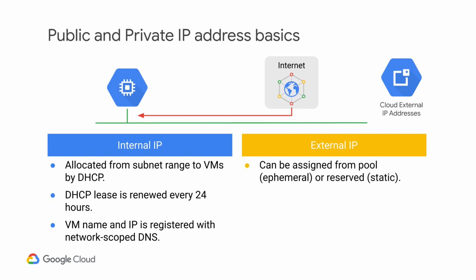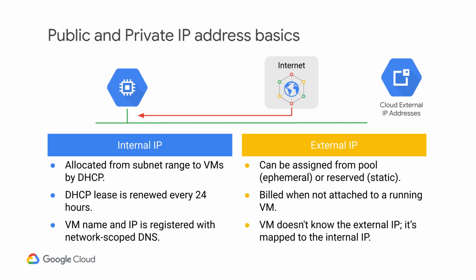External IP addresses can be ephemeral or reserved and are assigned from a pool of IP addresses associated with the region. If you allocate a reserved IP address but don't attach it to a virtual machine, you will be billed for that IP address. Virtual machines are unaware of their public IP addresses. If you look at the operating system network configuration, the virtual machine will only show the private IP addresses.